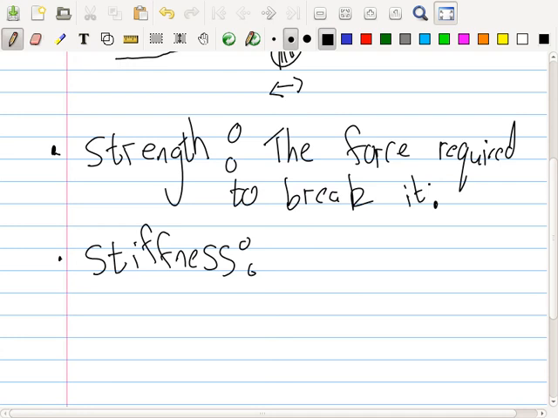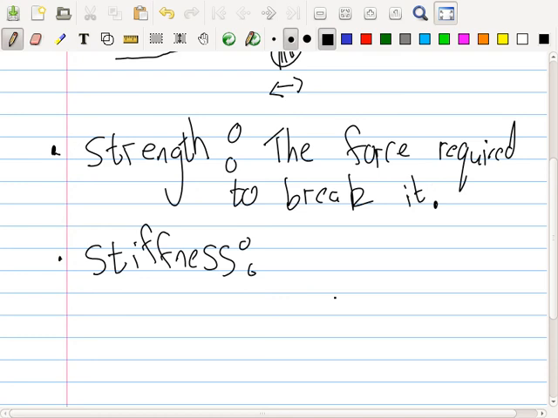Now, not all solids are very stiff, though. The table is pretty stiff, yes. But what about a solid that isn't so stiff? Think like a sponge for cleaning. SpongeBob, yeah, exactly. Not quite stiff. So stiffness is how able it is to keep its shape and refuse to change its shape.